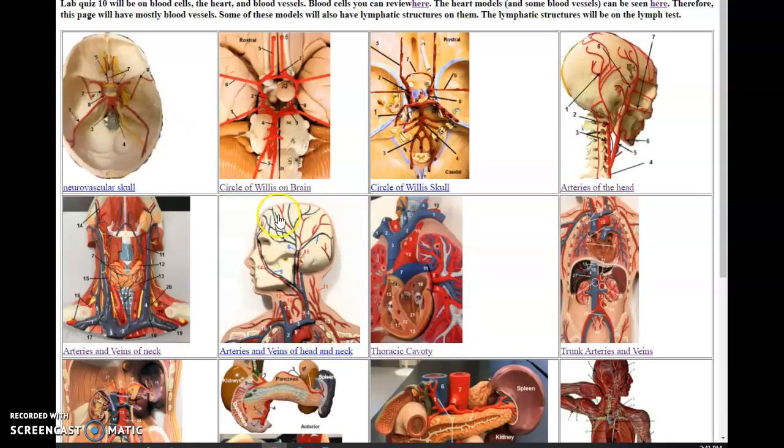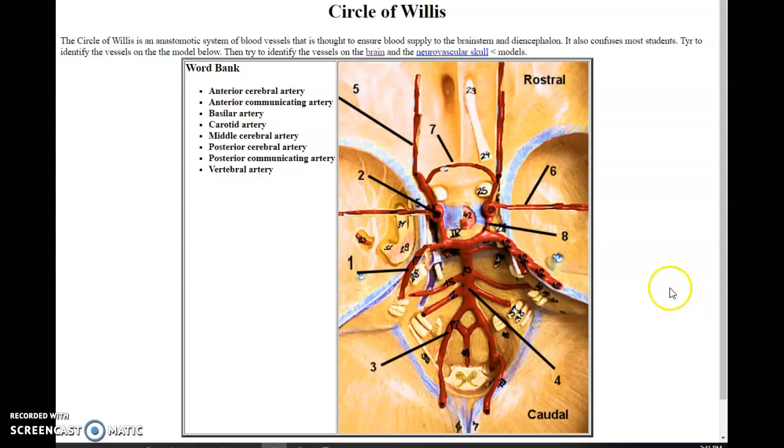So look at the model, then go to this page, look at the different pictures of the Circle of Willis. This is another model showing where all the arteries are. And it's very tricky, so take your time on it. And your mission after this is to do an art project creating the Circle of Willis.